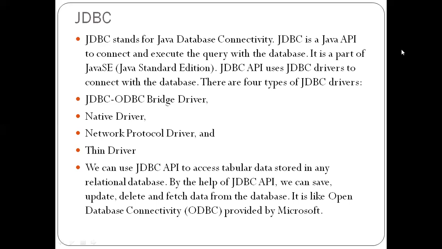Here type 1 and type 2 drivers are partial Java drivers, whereas type 3 and type 4 drivers are called pure Java drivers. Type 1 driver is the slowest driver among all the types, and type 4 driver is the fastest driver. Type 1 and type 3 drivers are database independent, and type 2 and type 4 drivers are database dependent. Now I'll explain each driver one by one.